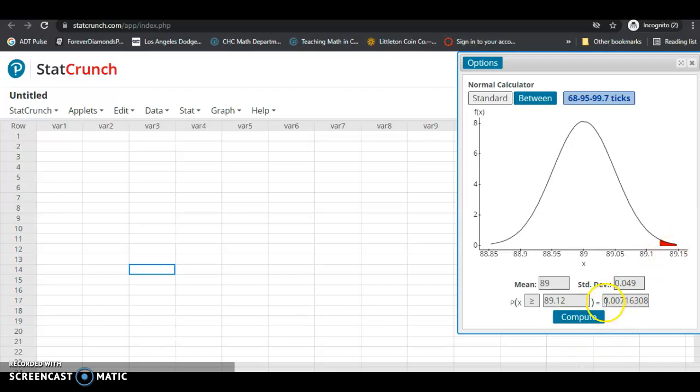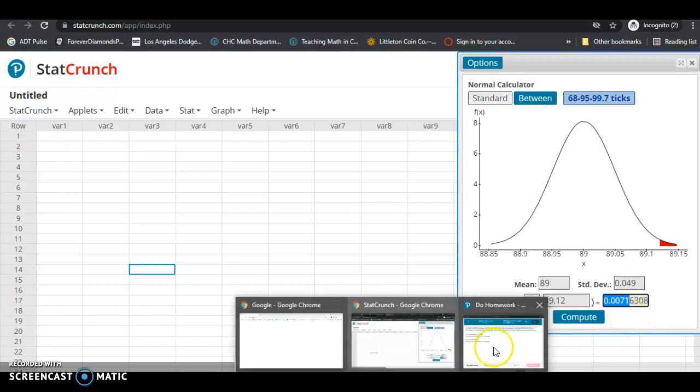You can see that it's quite a small probability. So it's not very likely that when you have 37 randomly selected boards, their mean length is greater than 89.12. And I believe we're rounding to 4 decimal places, so that 1, which is in our rounding position, is going to get rounded up to a 2. So 0.0072 is the answer.